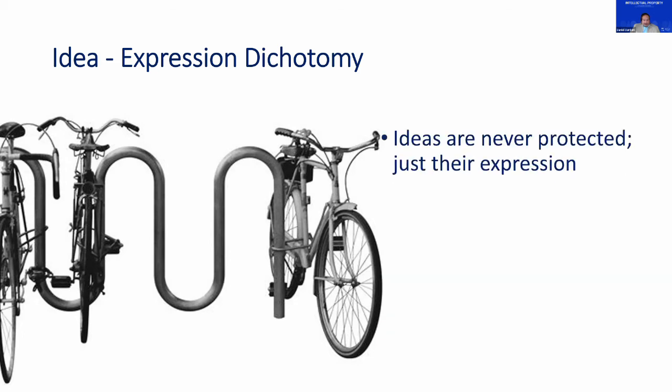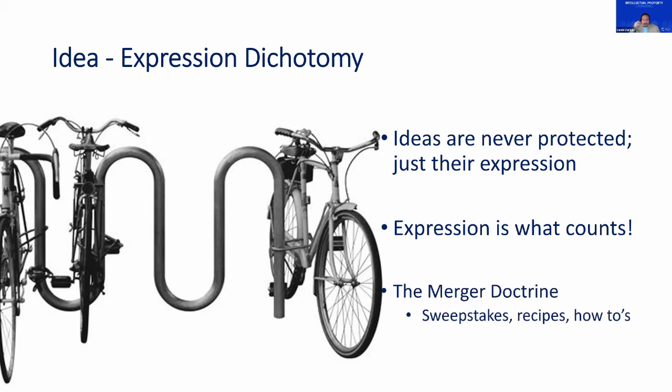So this brings up what we call the idea-expression dichotomy. Ideas, we've said, are never protected, only their expression of the idea. And so this represents an interesting test case. If expression is what counts, then there are going to be these situations where the idea and its expression fuse, right? So where along the lines here is it art, and where along the lines is it a functional bike rack? Can you point to any particular part? Not really. I can lock my bike up here.